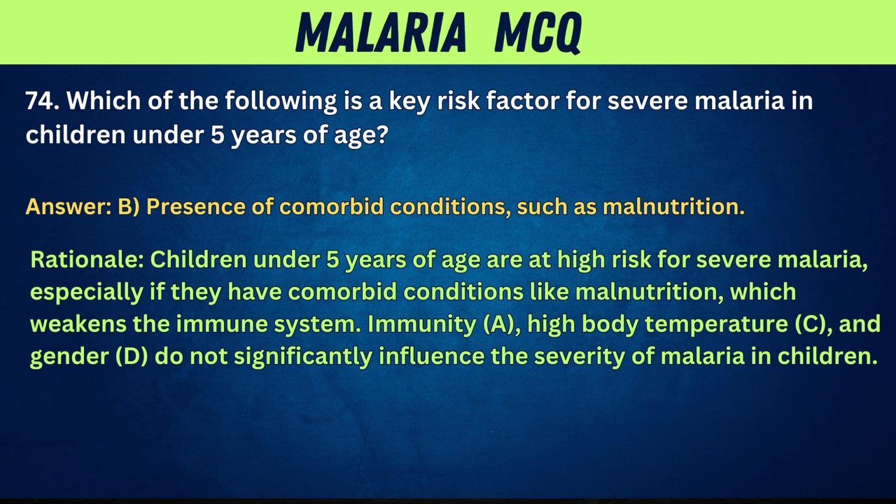Rationale: children under 5 years of age are at high risk for severe malaria, especially if they have comorbid conditions like malnutrition, which weakens the immune system. Immunity, A, high body temperature, C, and gender, D, do not significantly influence the severity of malaria in children.